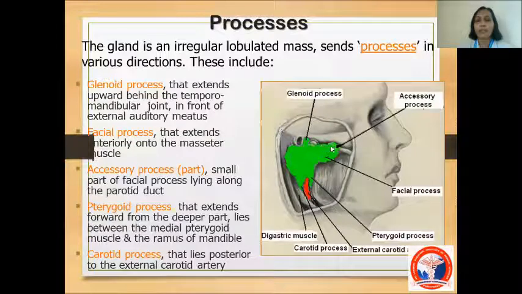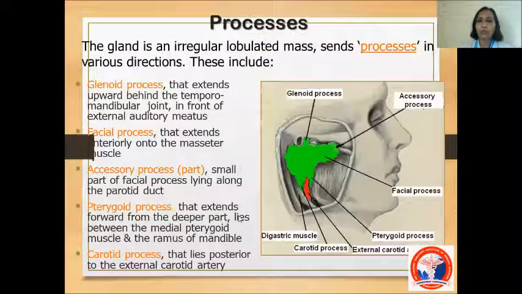The accessory process is a larger lobe part of the gland which is extending anteriorly, and it lies along the course of the parotid duct. Here we can see the parotid duct in the diagram. Next comes the pterygoid process. The pterygoid process extends forward from the deep part and it lies in relation with the medial pterygoid muscle at the ramus of the mandible. Attached to the ramus of the mandible is the medial pterygoid on its deeper surface, and there is the pterygoid process of the parotid gland.